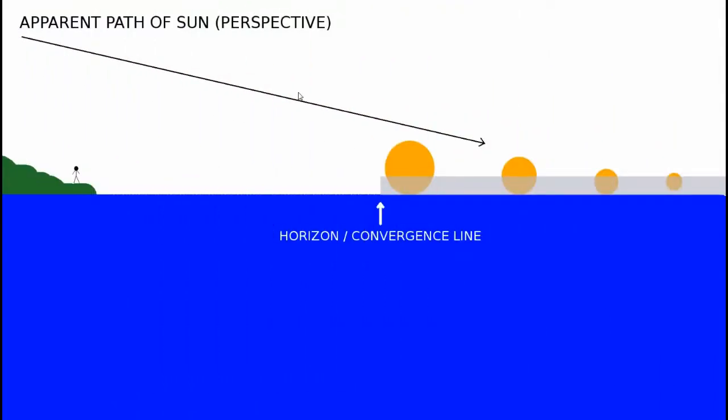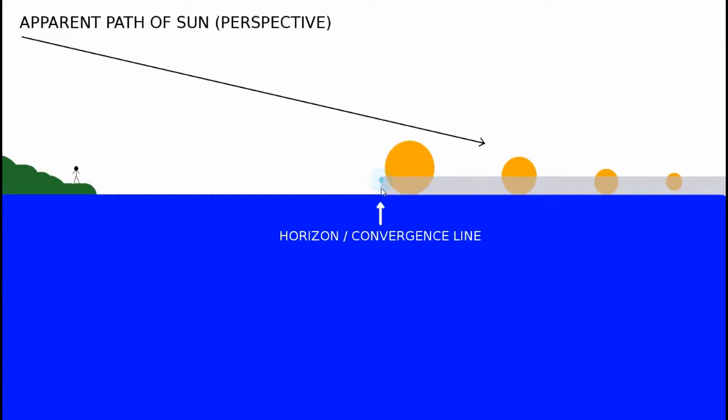So if we just take a side view of a similar situation, where we can see the observer on the bank looking out to the sun as it sets and sinks into the horizon or convergence line, okay, and we have the apparent path of the sun giving us this perspective. The sun appears to sink down towards the horizon as it travels away from us. So here we've got the sun just as it's hitting the horizon or convergence line. So this is where the bottom half of the sun would start to get swallowed up.